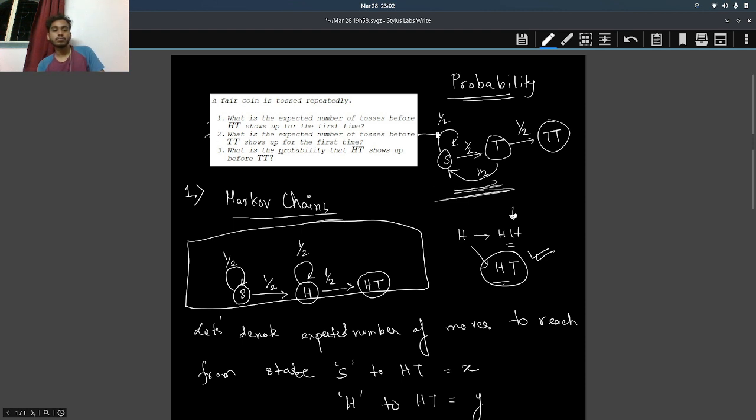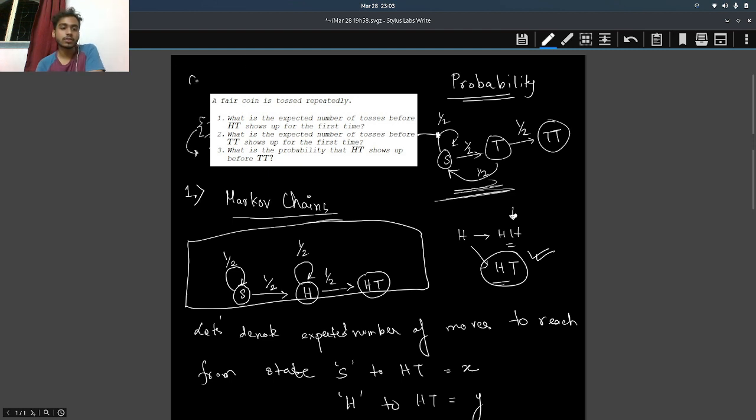And what is the probability that HT shows up before TT? So I'll ask you to try this question out on your own once. What is the probability that HT shows up before TT? It will be kind of the chances of HT, you have to find out the number of times HT can show up before TT, kind of something like that. So yeah, it won't be easy. First solve these two, and then you'll get a basic idea as to how to solve it.